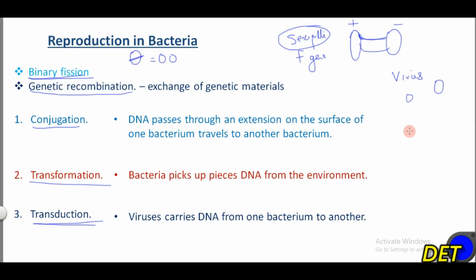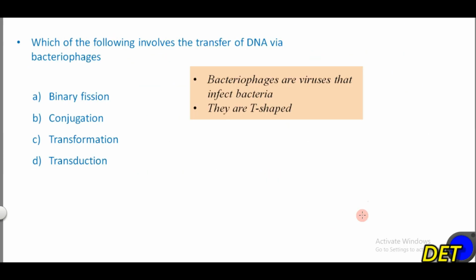In transformation, the bacterium picks up DNA material from where? The environment. And in transduction, viruses carry DNA from one bacterium to another, right? So let's look at this question. Which of the following involves the transfer of DNA via bacteriophage? First of all, you must know what a bacteriophage is. Bacteriophages are viruses that infect bacteria. So which of the following involves transfer of DNA via the virus that infects bacteria?